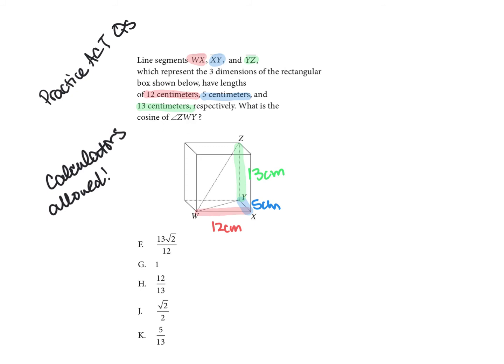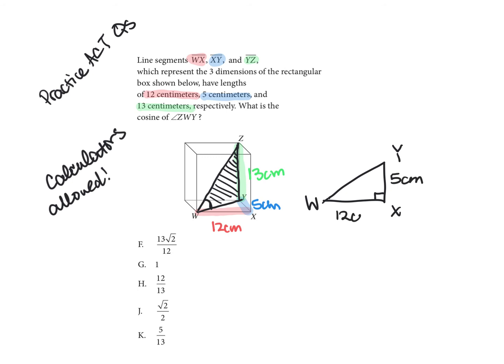So ZWY is start at Z, go down to W, go over to Y. I'm asking about this angle right here that is part of this kind of middling triangle that's sort of in the middle there. Well, I'm going to use a couple different triangles to get there. I'm going to use the triangle WYX, which has a right angle here, is 5 centimeters here, and is 12 centimeters here. And then this edge right here is going to correspond to this edge right here in the triangle.